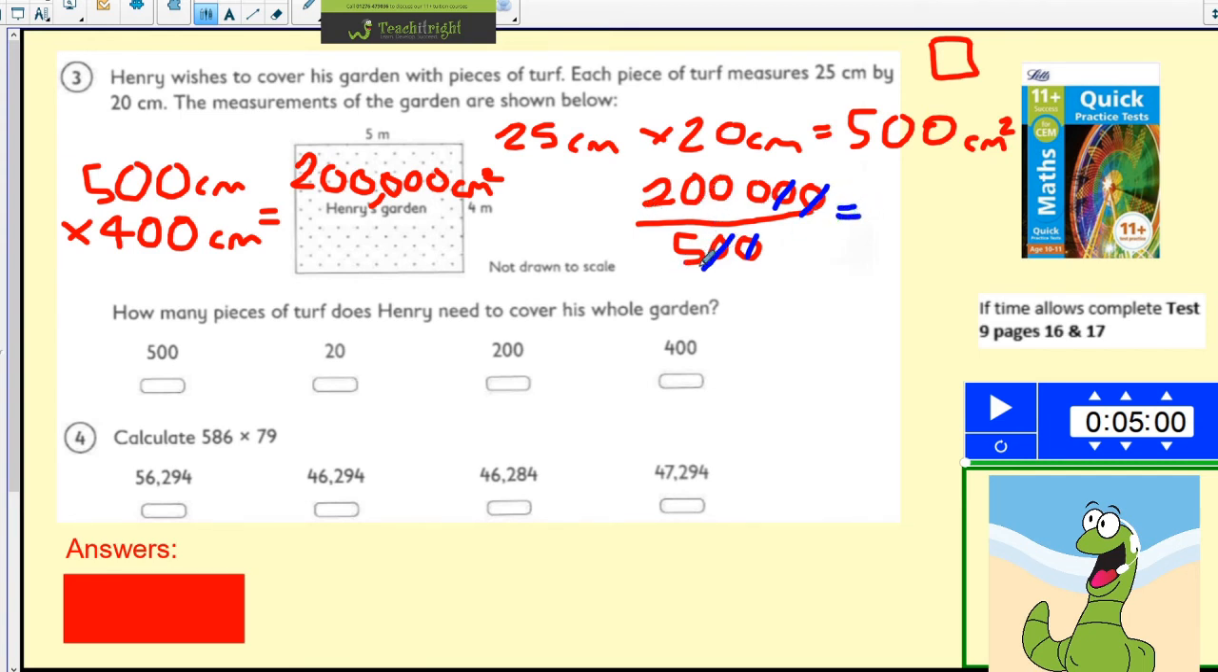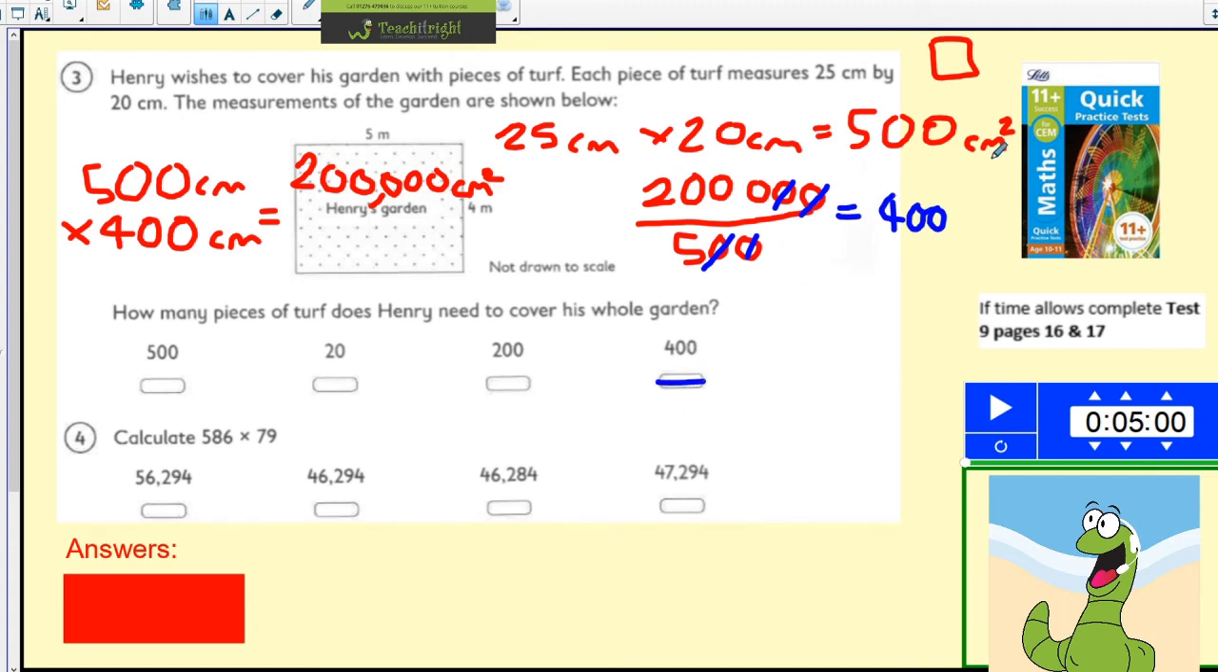And 2,000 divided by 5, well, if I did 20 divided by 5, that's 4. But it's not the same thing as 20. It's with some zeros on the end. So I've got 2 zeros on the end, so I've got to say it would be 400. So the 500 centimeters fits into the 200,000 400 times. So we would need 400 bits of turf to cover the garden.